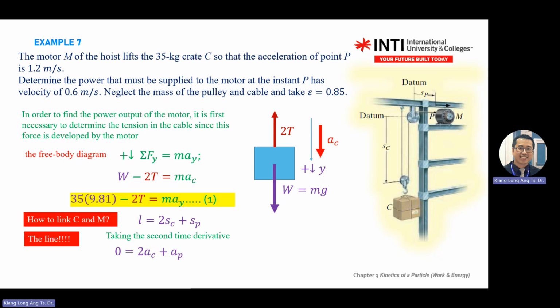L equals 2SC plus SP. Time differentiate, you get velocity and also acceleration. So here, you know that AC moves slower than AP. So AC equals minus half AP. Minus means opposite direction. This can also mean the acceleration.